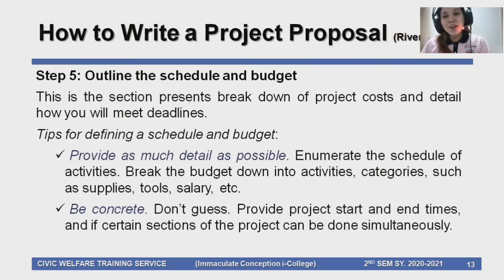Saan lulutuin yung lugaw? Kaninong bahay ninyo lulutuin? Yung mga disposable spoon and fork, yung mga lagyanan ng lugaw. Sino ang inyong target na population na papakainin nyo ng lugaw? Mga bata, mga malnourished kids. Yan. Tips for defining schedule and budget. Provide as much detail as possible. Be concrete. Don't guess. So, dapat talaga nakalista yung breakdown ng gagastusin nyo. Dapat na-estimate nyo talaga siya, or kung kaya nyo eksakto, eksakto.